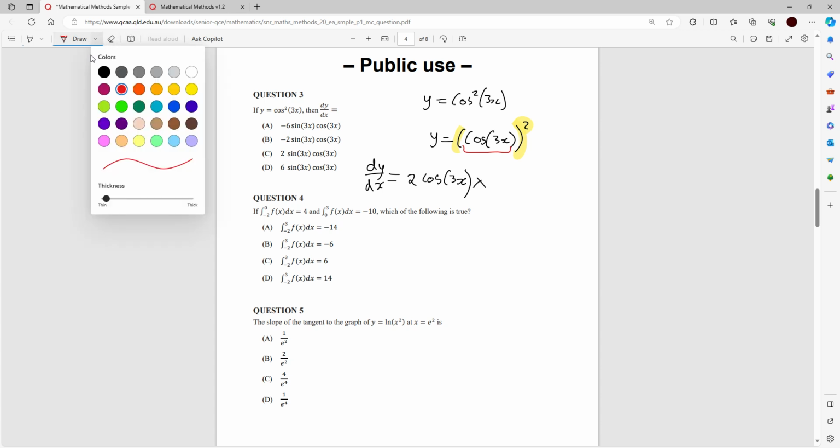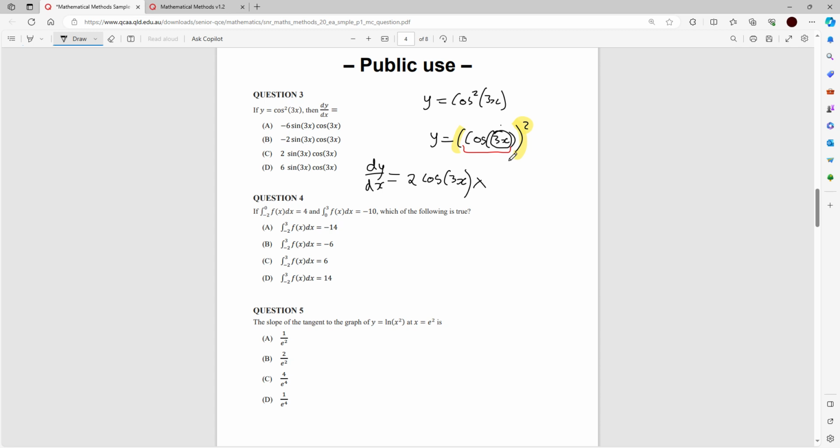If I differentiate cos, it turns into minus sine. But notice we also have a function in here, so we need to multiply by the differential of that. So we're going to have minus sine of 3x, and then times the differential of 3x, which is just 3. So what we get for dy/dx is minus 6 cos 3x sine 3x. And we can see from our working here, there's only one correct answer, and that is A. And that's how you would answer that question.